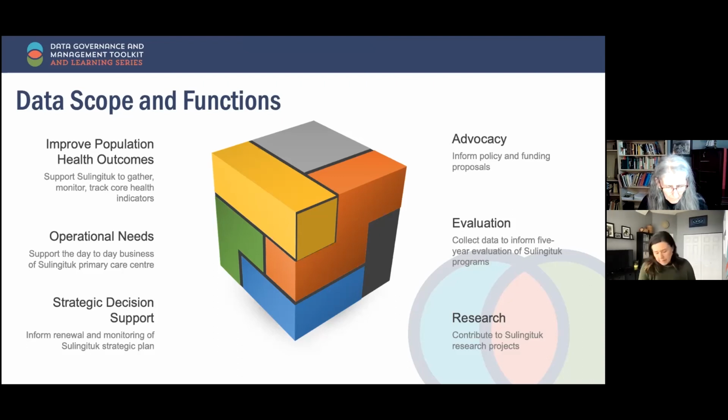Advocacy, another core function of data. So using the data you have to inform, say, funding proposals, right? Let's say there's a call for funding for mental health. You could use the data that you have about mental health needs of your community members, of, say, youth, to include in a funding proposal to government.